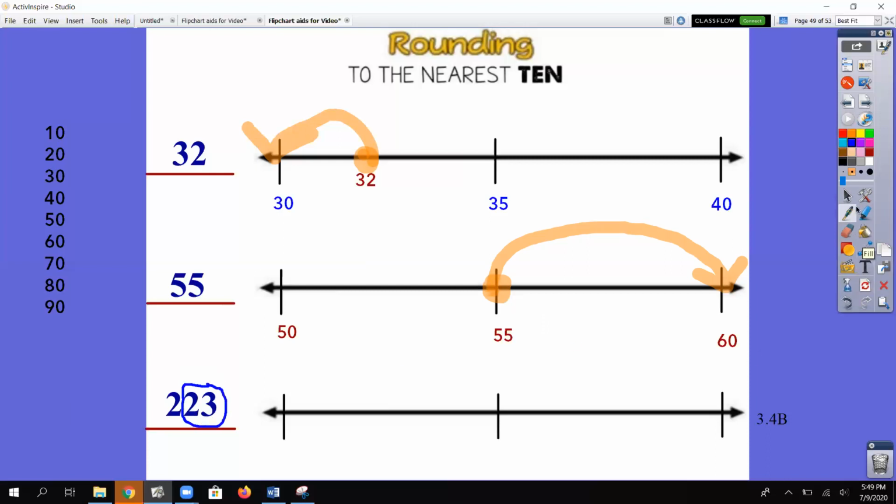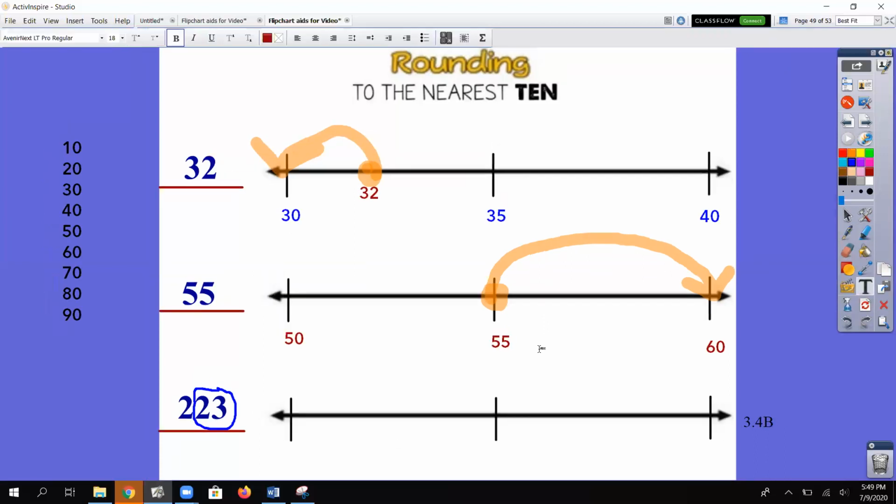223 is in between 220 and 230. And the midpoint would be 225.